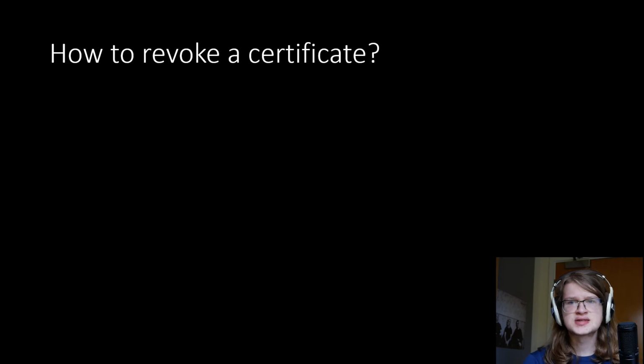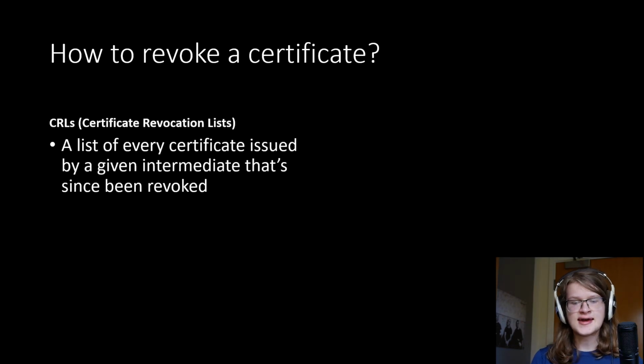There are 2 ways for a CA to tell a browser that a certificate is revoked. The first is certificate revocation lists, or CRLs. They're exactly what it sounds like. A list of every certificate ever issued by a given intermediate that's since been revoked. Almost all certificates have a URL to one of these CRLs embedded in it, and periodically the browser downloads the CRLs and checks whether the websites it's connecting to are on them.